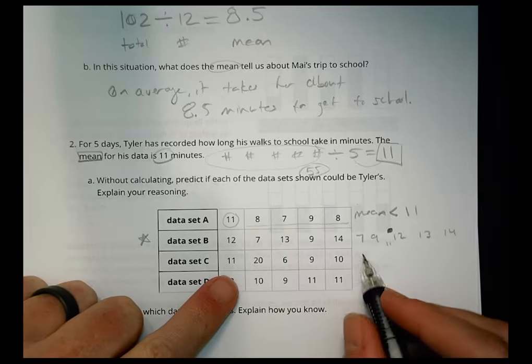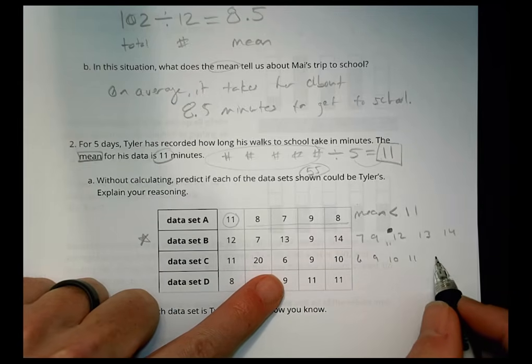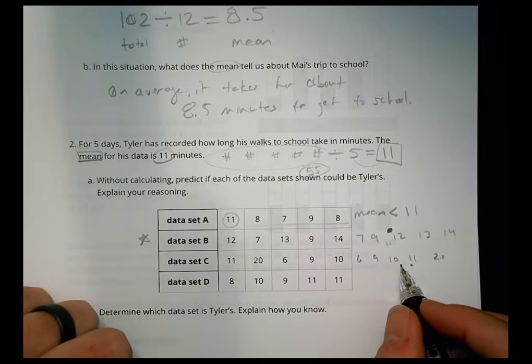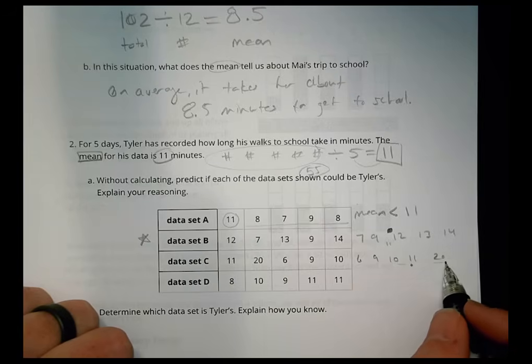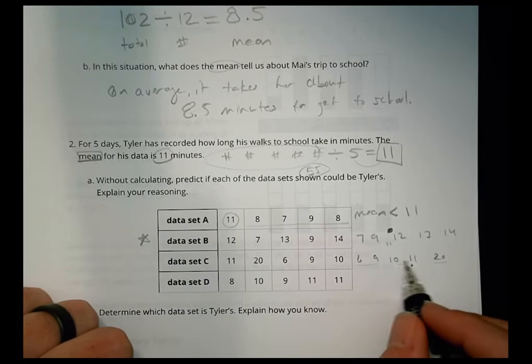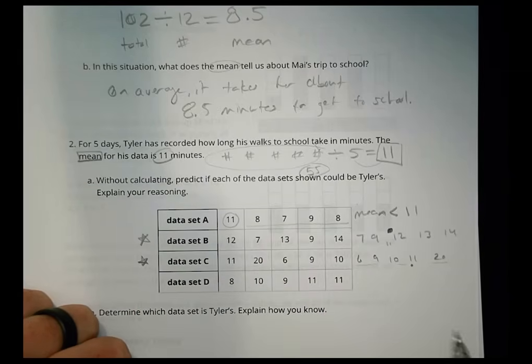For the next one, we have 6, 9, 10, 11, and 20. Now, granted, 11's right there, and this is pretty close to it, so those are pretty close together. This one's way larger than these guys, but that difference could make it so it's pretty close. This is kind of a maybe as well. It might work, it might be close, just because of the differences between those numbers.